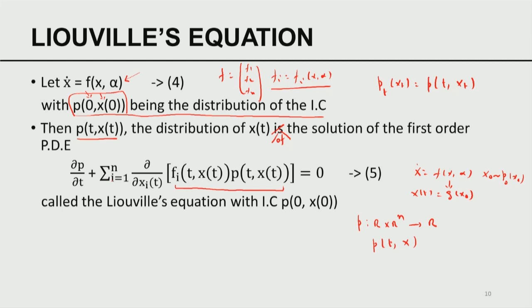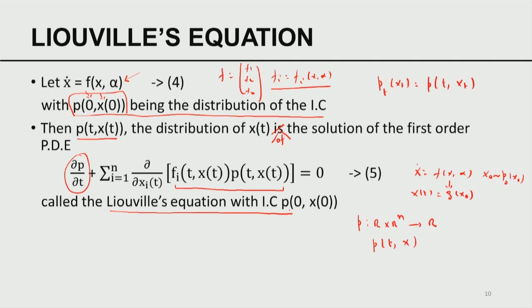I'm going to sum with respect to i. I'm going to consider the partial with respect to xi of the product. What does it say? The derivative of p with respect to time, plus this term, must be equal to 0. This equation is called Liouville's equation.